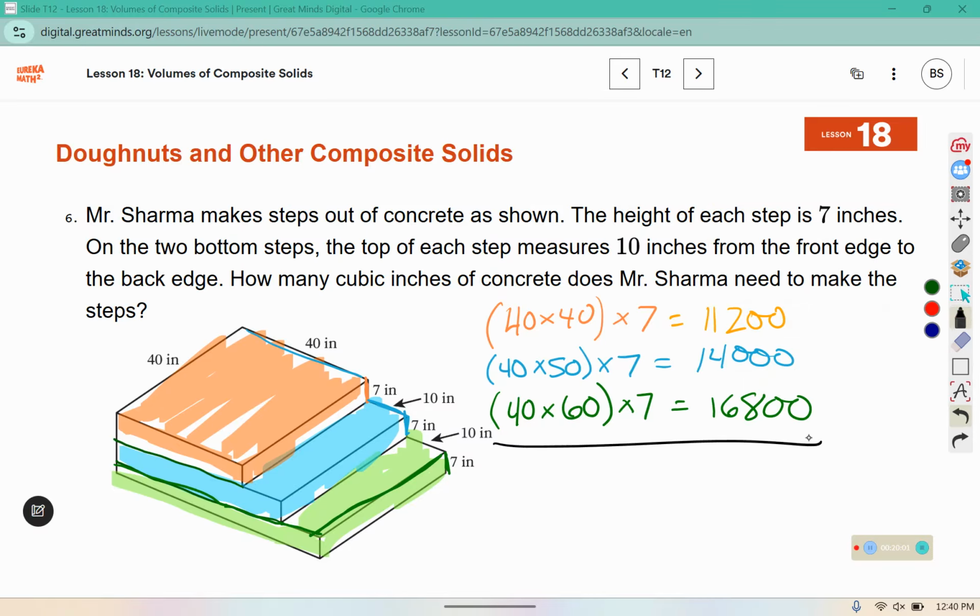So if we're going to find the total volume, we need to add these three things together. For a total volume of 42,000 inches cubed.